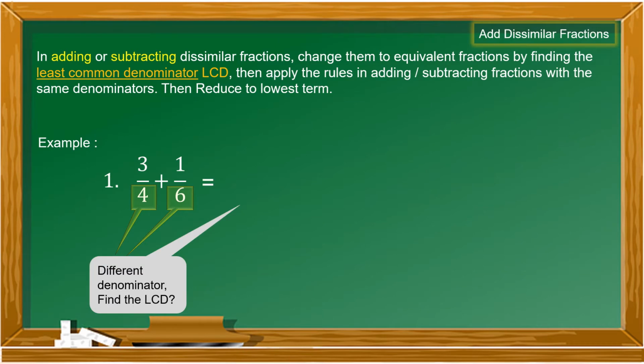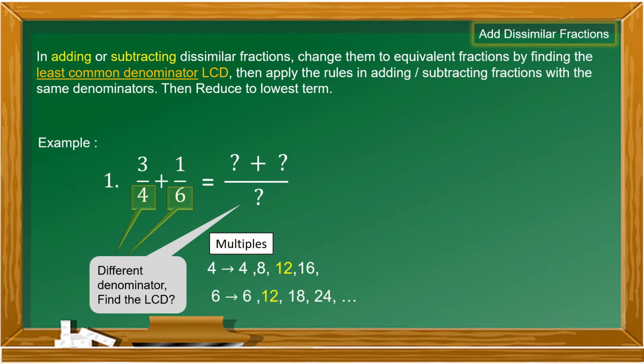LCD. To find the LCD, you are going to use the multiples of 4 and 6. The multiples of 4 are 4, 8, 12, 16, and so on. The multiples of 6 are 6, 12, 18, 24. Now, observe these multiples. What number do they have in common? That is 12. This will be your LCD. This LCD is your denominator, that is 12.